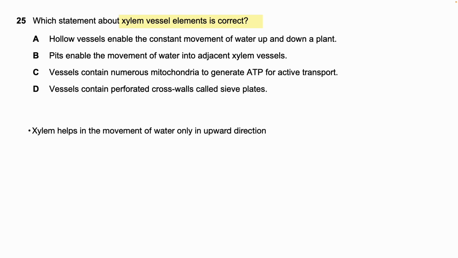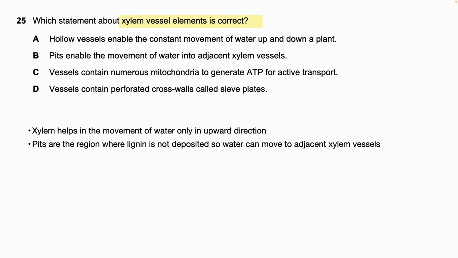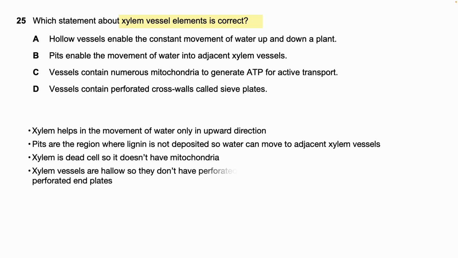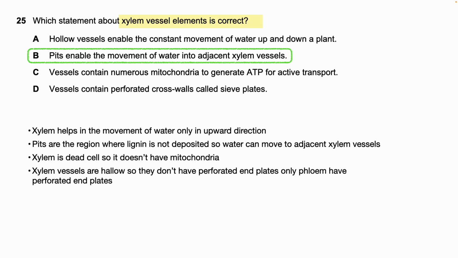Pits enable the movement of water into adjacent xylem. Pits are the regions where lignin is not deposited, so water can move to adjacent xylem vessels. Option C, vessels contain numerous mitochondria to generate ATP for active transport. Xylem is a dead cell, so it doesn't have mitochondria. Option D, vessels contain perforated cross walls called sieve plates. Xylem vessels are hollow, so they don't have perforated end plates. Only phloem has the perforated end plates. So the option is B. Pits enable the movement of water into adjacent xylem vessels.